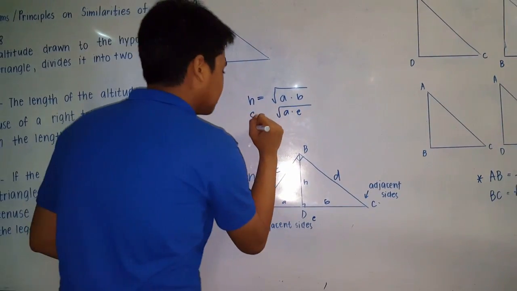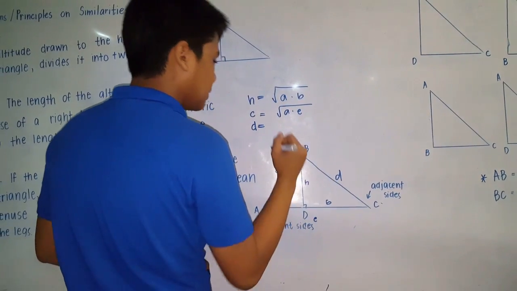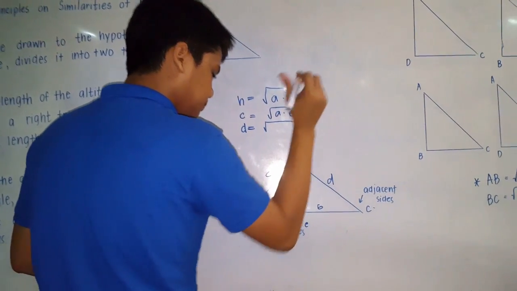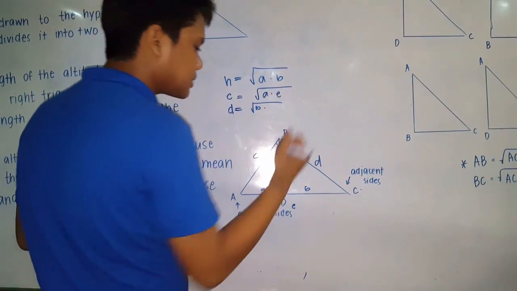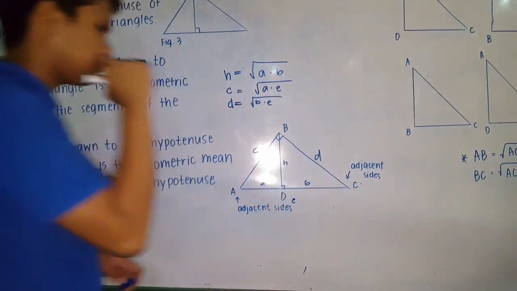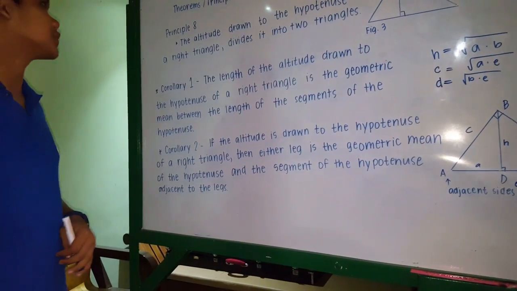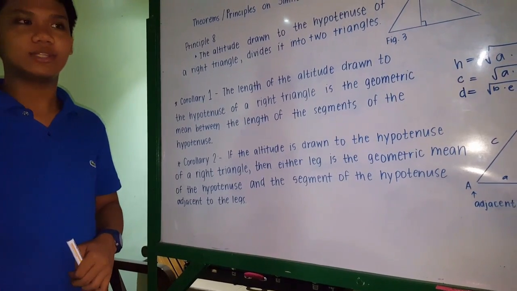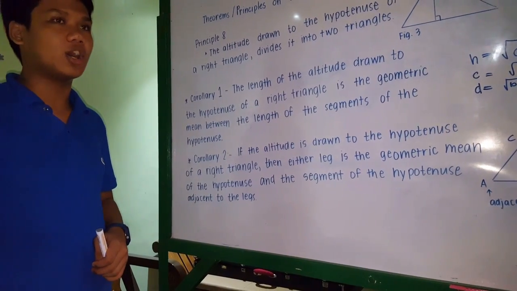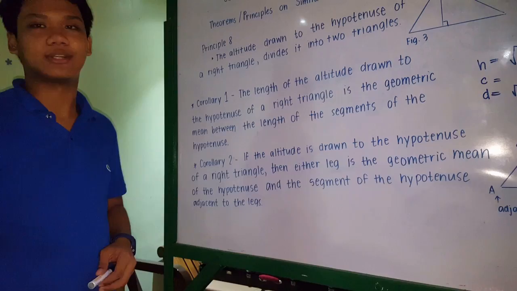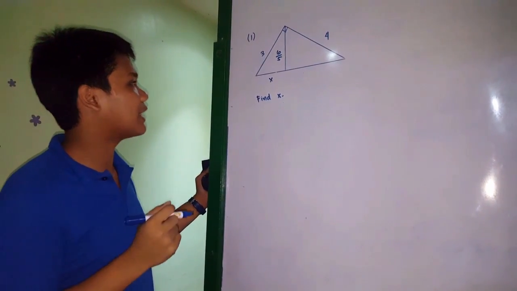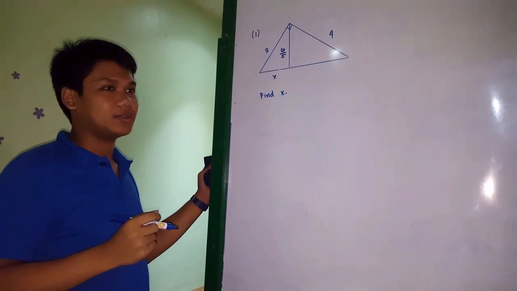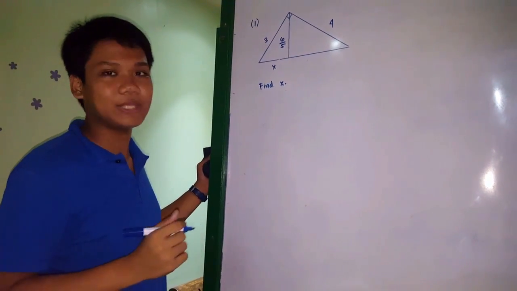The value of B is equal to the geometric mean of the segment near to it, B, times the whole hypotenuse. So that is the end of our discussion about similarities of right triangles. Now let us move to some exercises that we will answer. This is the first exercise. Find the value of x. All we need to do is simply apply principle 8.